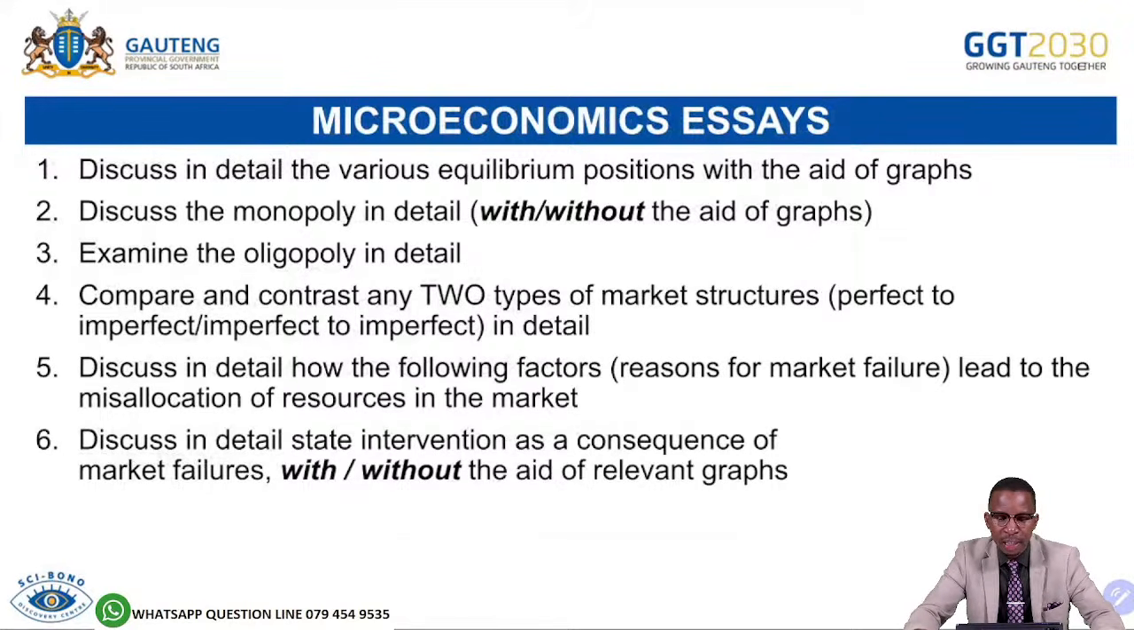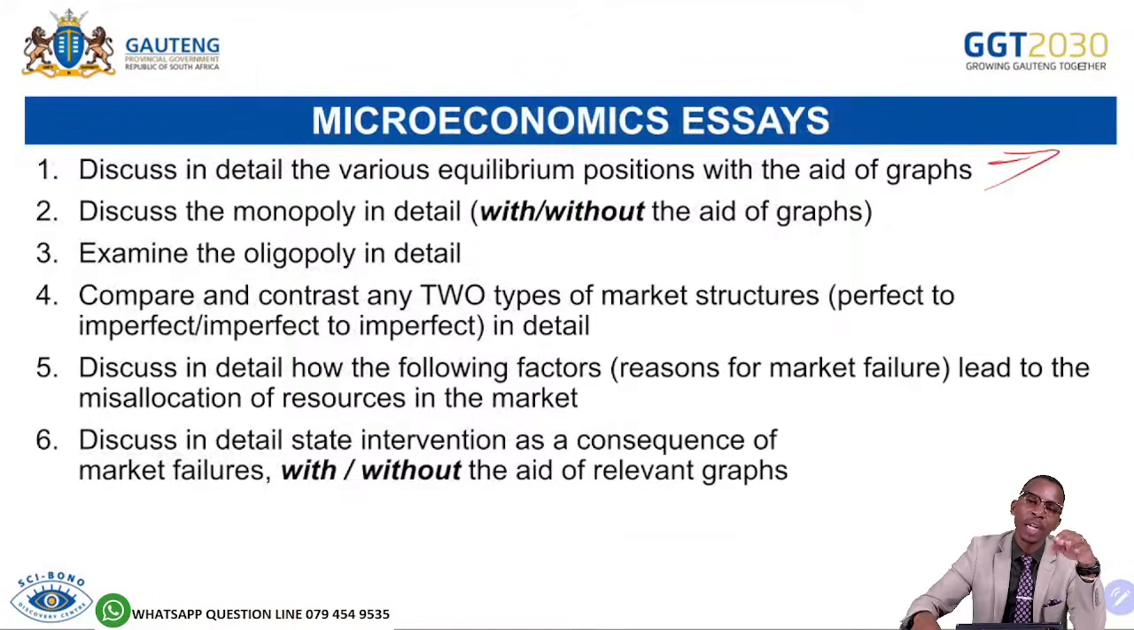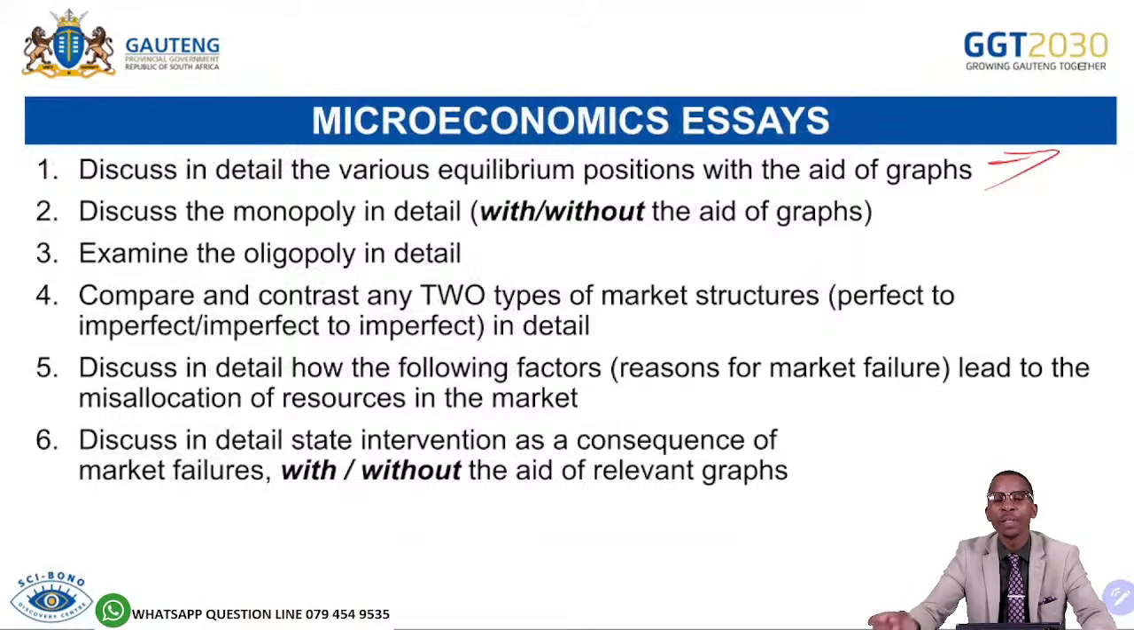Discuss in detail various equilibrium positions with the aid of graphs under perfect market. So in this situation, we are talking about economic profit, normal profit, and economic loss. How to answer the question? You will start by defining perfect market if ever the question comes in. Perfect market refers to the market structure that exists where there are many buyers and sellers with none of them having influence over the price. You get your 2 marks.